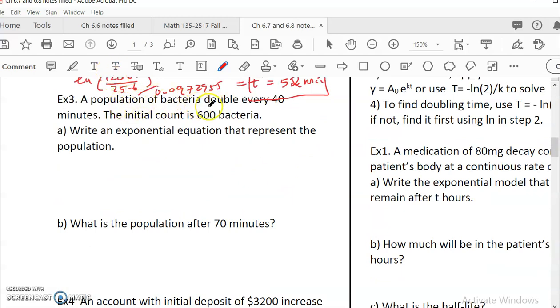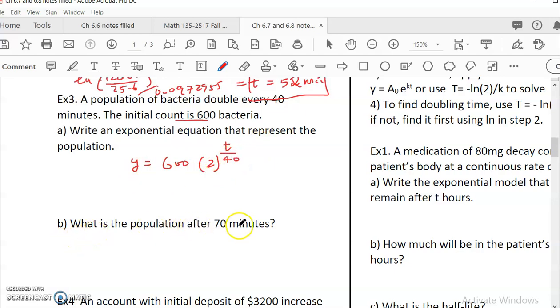Example 3 is good. A population of bacteria doubles every 40 minutes. So you can write the equation really fast. y equals, the initial count is even given, 600 times 2, what's the doubling time? 40. So you say small t, which is the time you're supposed to plug in, divided by 40. That's the exponential equation that will represent the population at time t.